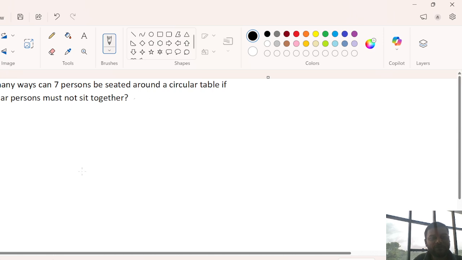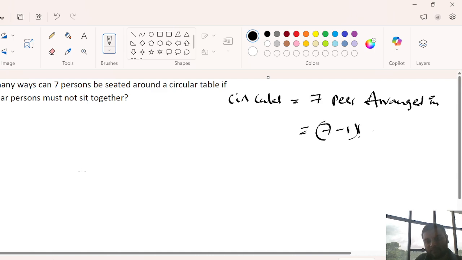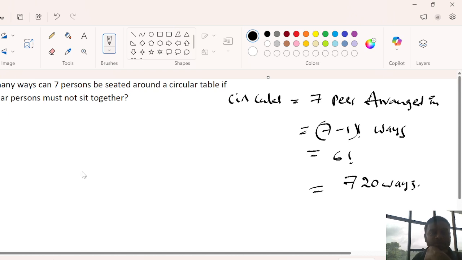Friends, in how many ways can 7 persons be arranged? See, it is a circular arrangement. Circular 7 persons can be arranged in 7 minus 1 factorial ways, that is 6 factorial ways. 5 factorial means 120, 6 factorial means 720 ways. The condition is two particular persons must not sit together.